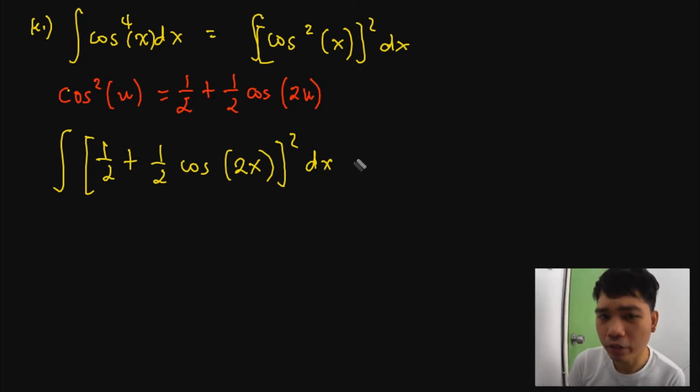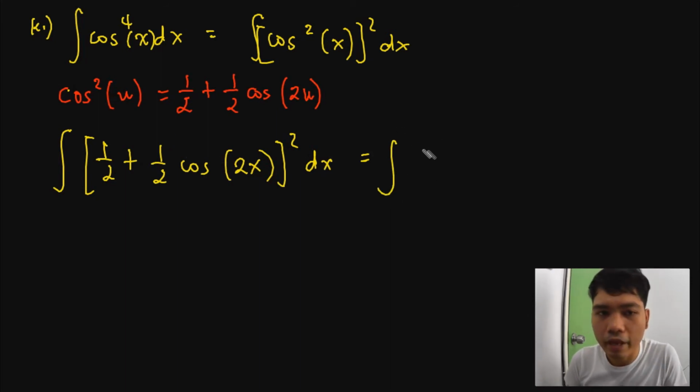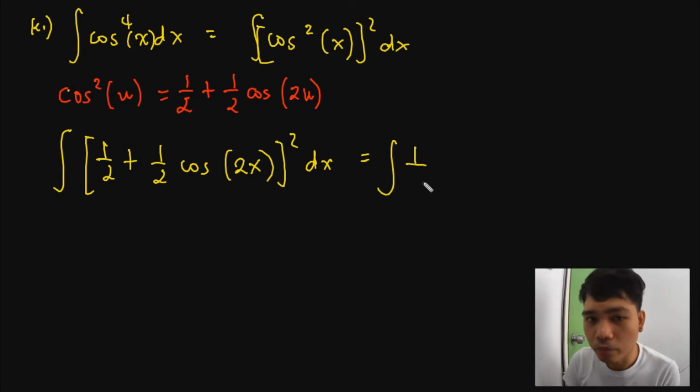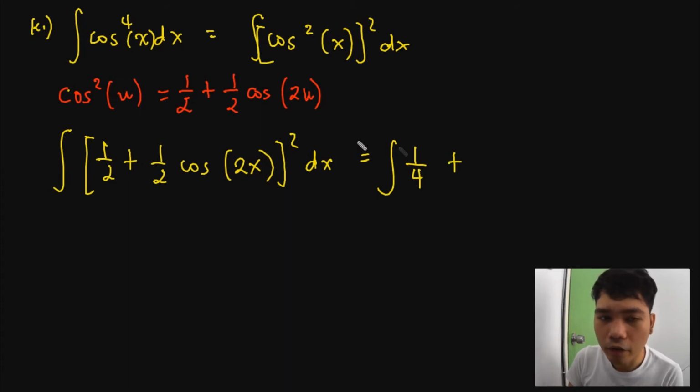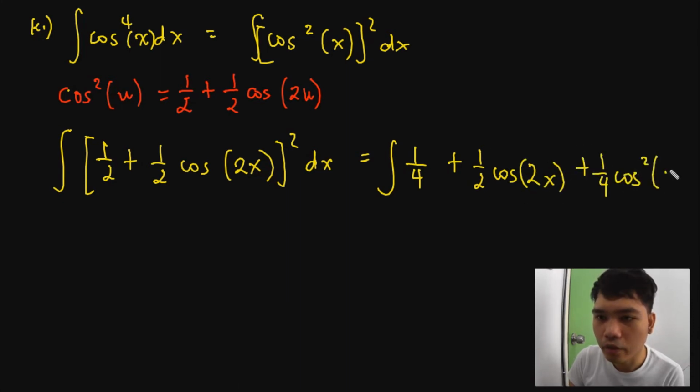And then of course we need to expand this. So that is the integral of 1/2 squared, which would be something like 1/4, and then plus 1/2 cosine of 2x times 1/2 will be 1/4 cosine of 2x, times 2, so that becomes 1/2 cosine of 2x. And then the last term would be plus 1/4 cosine squared of 2x. Okay. And then may dx pa yan, di na lang kasya.